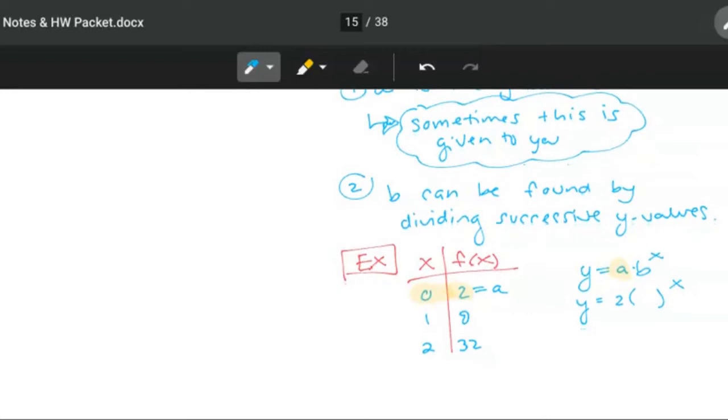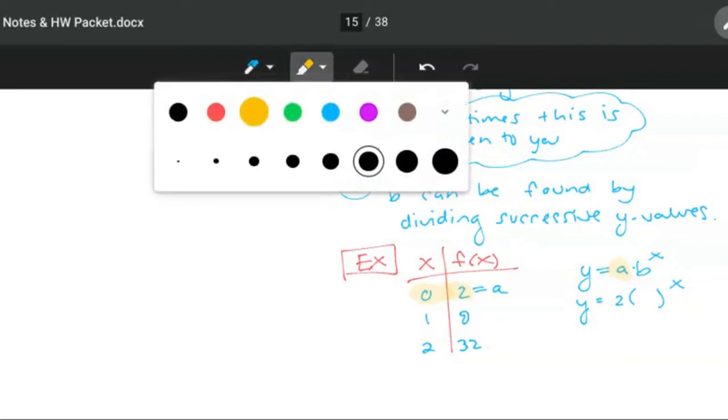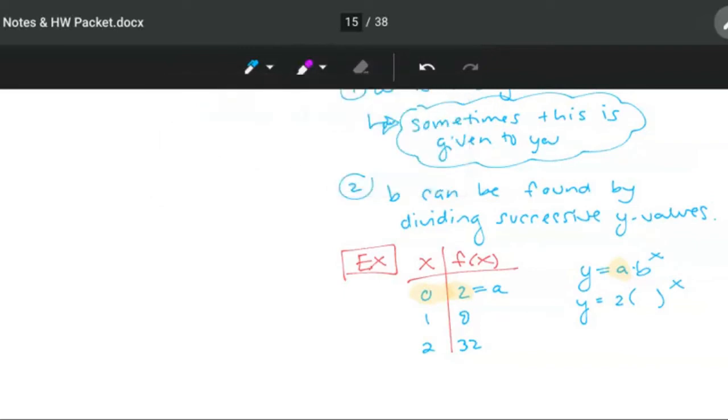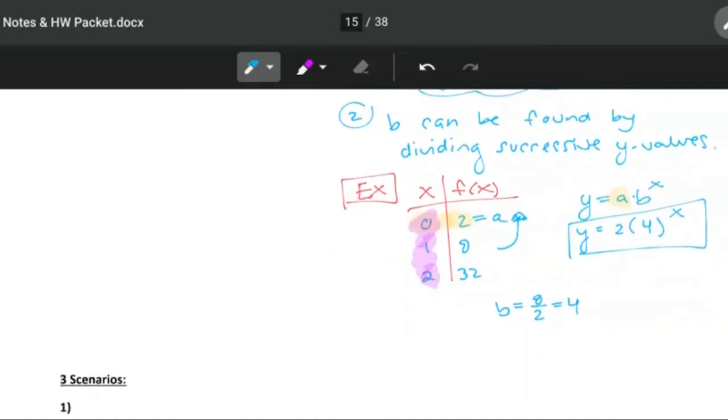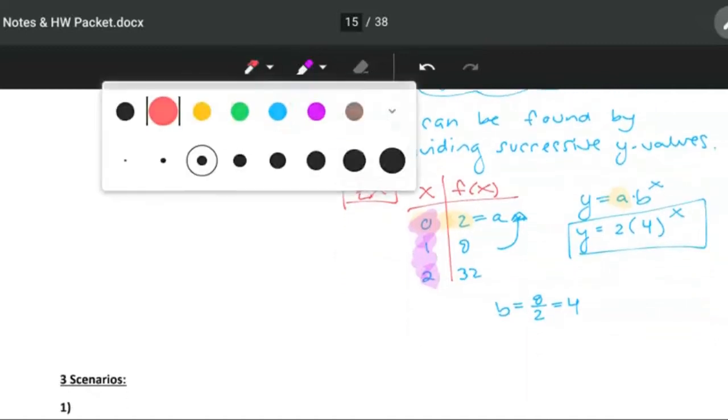We said b can be found by dividing successive y values. So what I mean by successive is if your x values are one right after another, they go 0, 1, 2, they're right in a row, those are successive. All right, so how you divide your y values, you take a y value and you divide it by the previous one. All right, so b would be 8 divided by 2. 8 divided by 2 is 4. So your b value is 4. All right, and that's all you got to do. That would be your exponential function there. Again, every problem looks a tiny bit different.